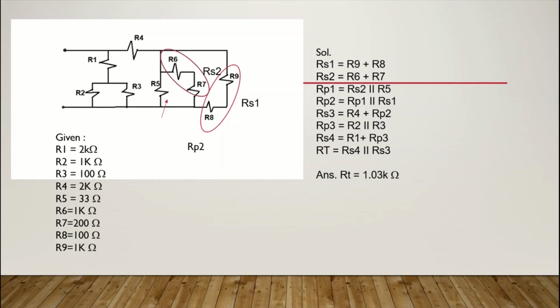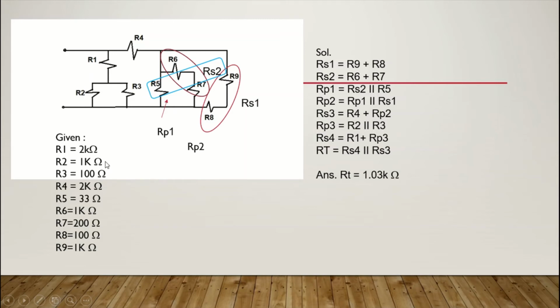What's next? I-diretso na ba natin siya i-combine sa RS1? Not yet, because meron pa ring R5. Anong connection nila? RS2 becomes parallel with R5. So, let's say that's RP1. That's our first parallel connection. I-parallel mo natin yung RS2 and R5. Remember, RS2 is the series of these two. I-series mo muna yung result, yun yung i-parallel mo sa R5.